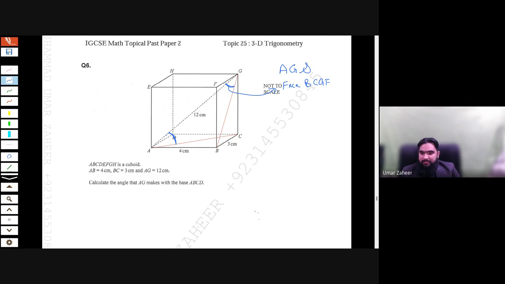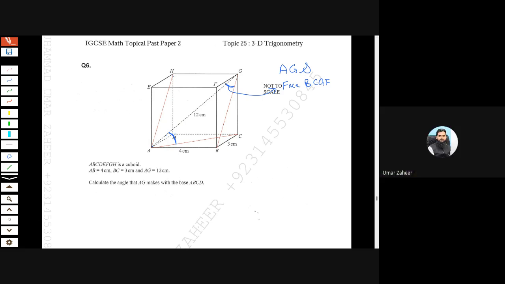In the same way, for example, if he says that you have to make the angle between the AG line and the face ADHE, you need to make the exact line that is exactly at the down position. Means this is the angle. We are going to do some questions, so this is going to be automatically clear. Any question up to here?